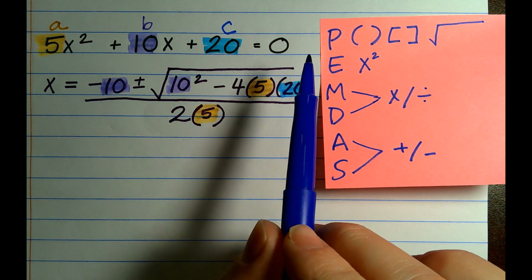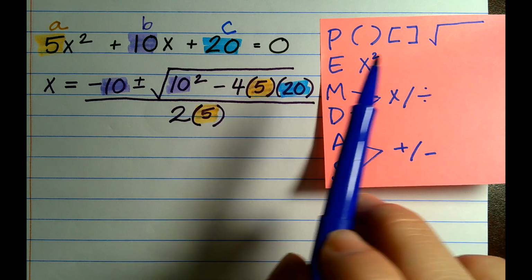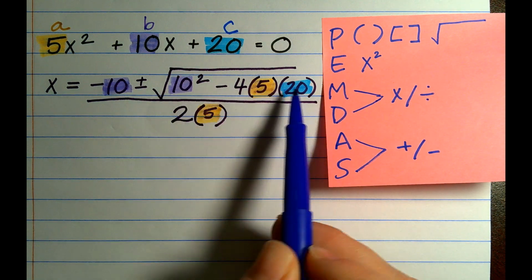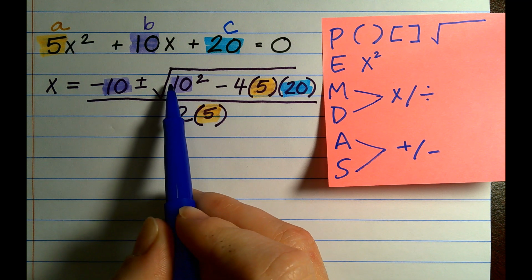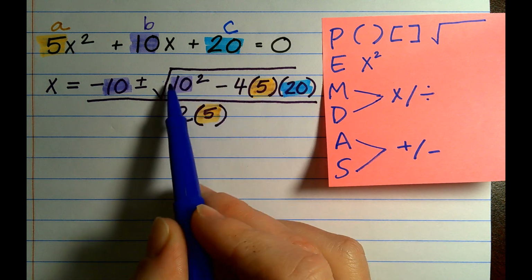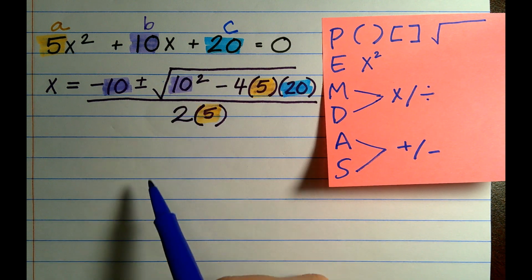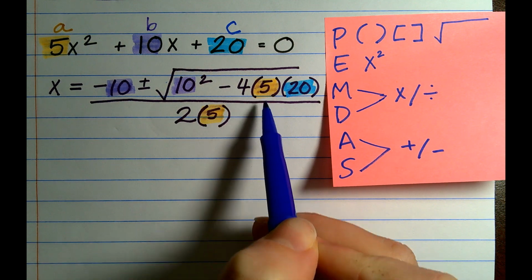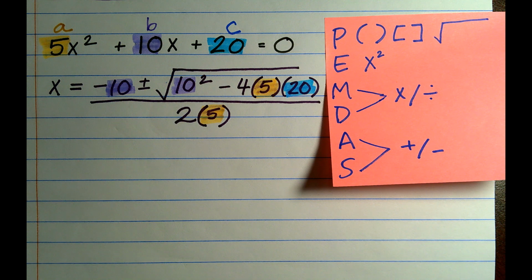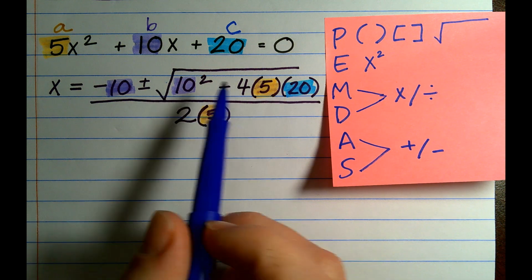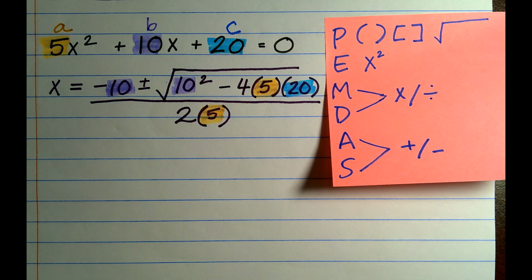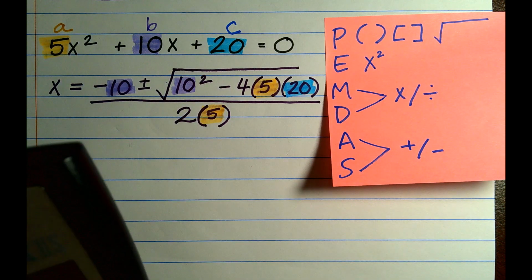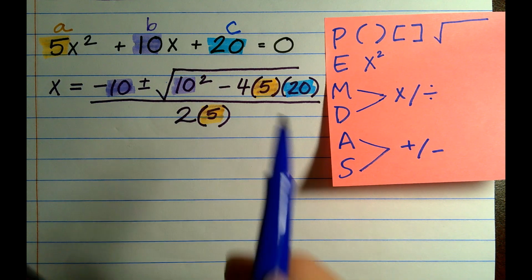So we know because parentheses and grouping symbols comes first, we want to look at what's under the square root. So we're looking at all of these numbers. We have 10 squared, and then we have minus 4 times 5 times 20. What should we do first here? The 10 squared. It wouldn't be 20. That would be 10 times 2.